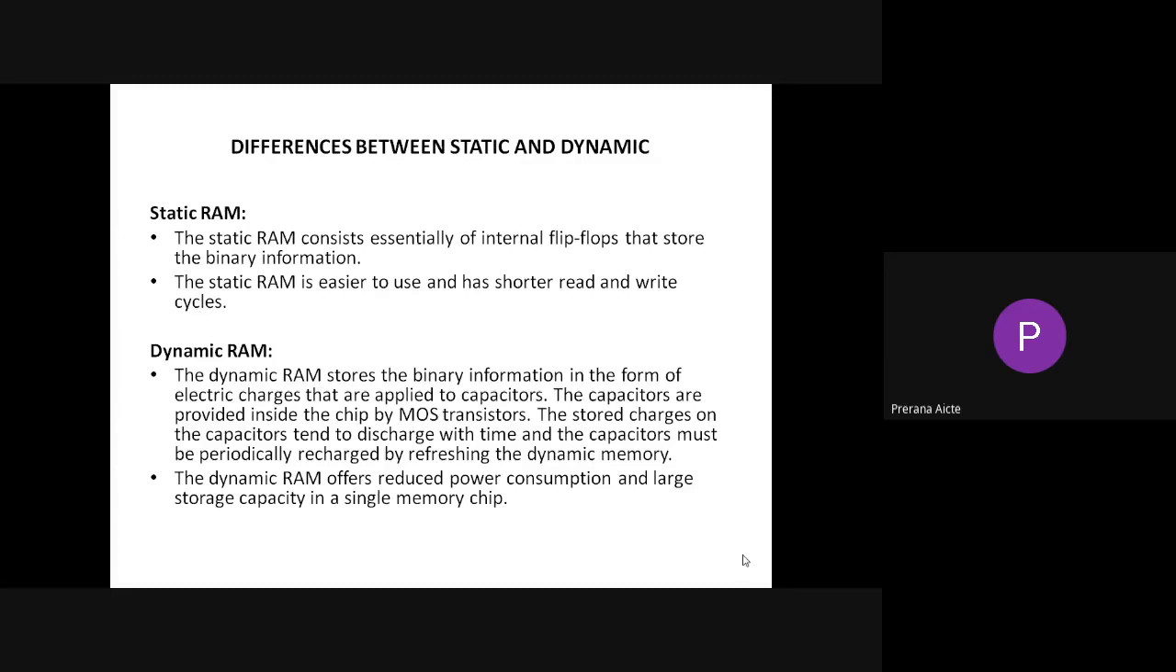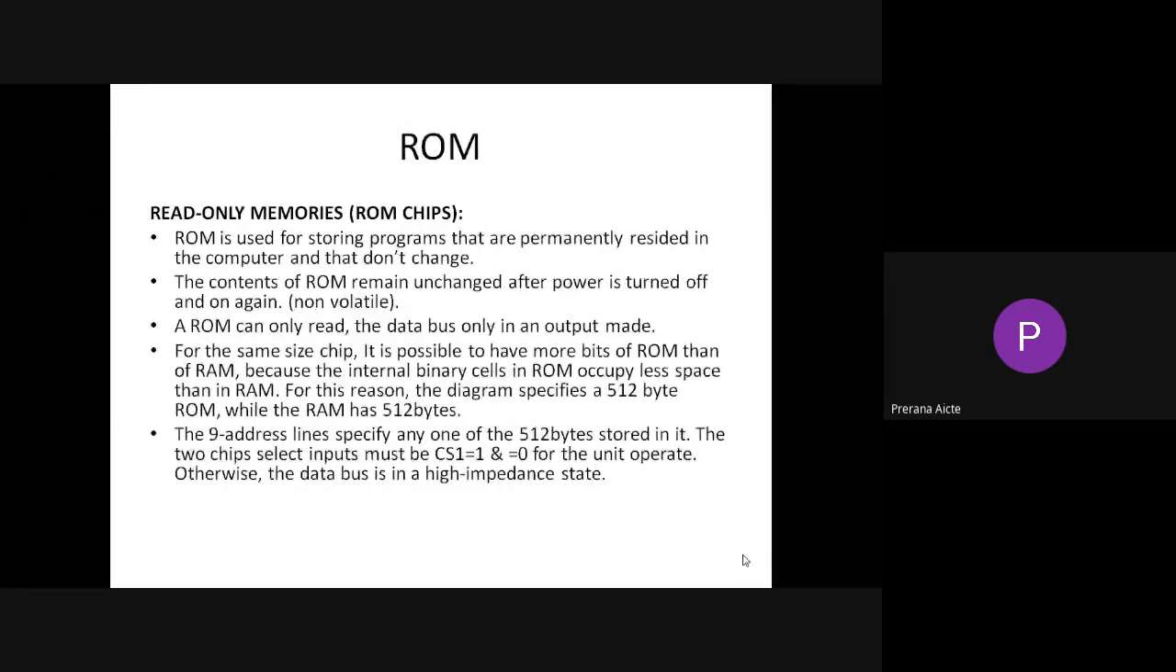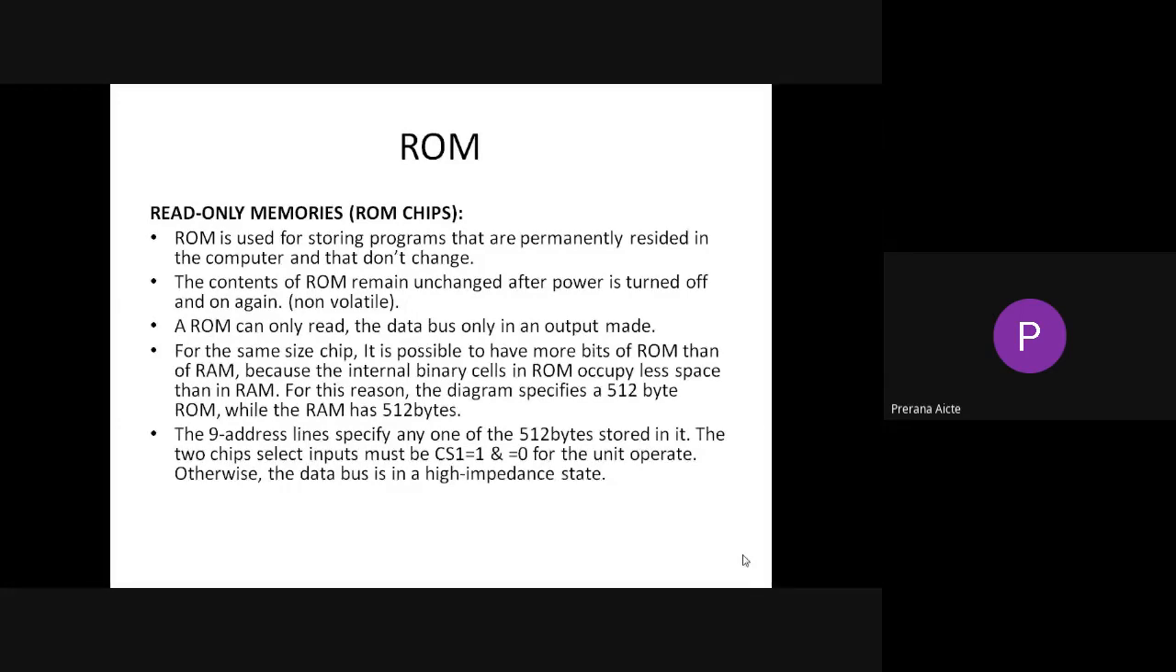And the second category, ROM. Read-only memory is non-volatile. Non-volatile means whenever the computer switches off, the data will be retained. Read-only memory is used for storing programs that permanently reside in the computer and do not change. The contents of the read-only memory remain unchanged after power is turned off and on again. That is non-volatile. A read-only memory can only read; the data bus operates only in an output mode.